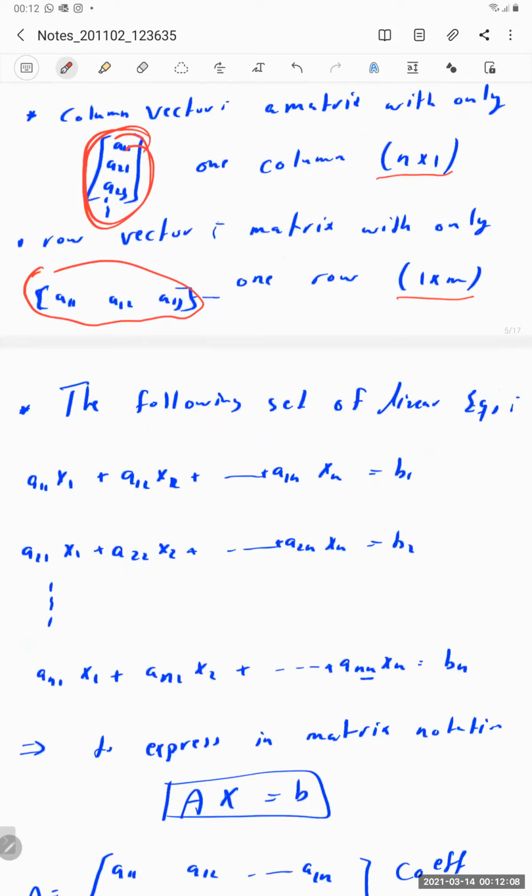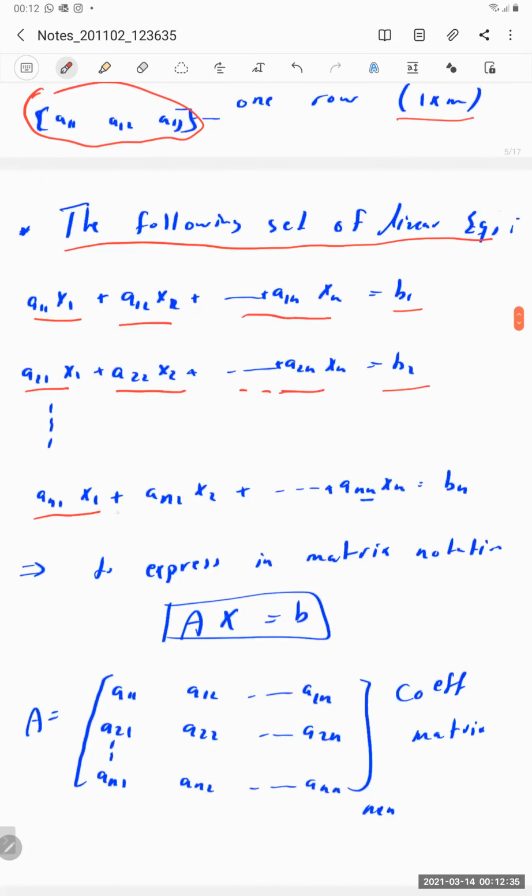Now let's come to our important topic, which is how to solve a set of linear equations using a matrix notation. So if we have the following set of linear equations: a11 x1 plus a12 x2 plus up to a1n xn equals b1; a21 x1 plus a22 x2 up to a2n xn equals b2; and so on up to an1 x1 plus an2 x2 up to ann xn equals bn.